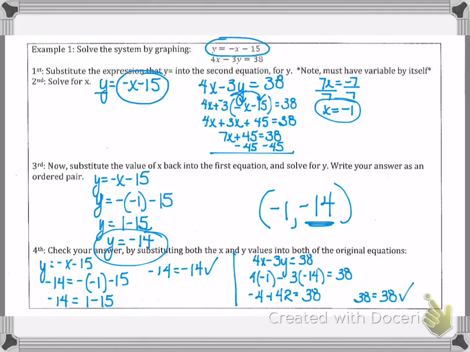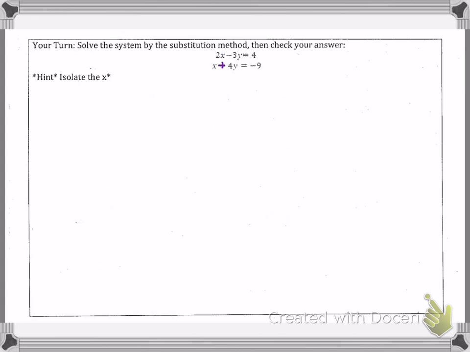So completing my check here, I've got negative 14 equals negative 14 for the first one, 38 equals 38 for the second. It works for both, so it must be the solution of the set. So here's the your turn, and before you start it, you need to change the second equation to a plus sign. That should be x plus 4y equals negative 9. What you want to do is solve the bottom equation for x, because it doesn't have a coefficient, so it's easiest. So that's going to look like this.